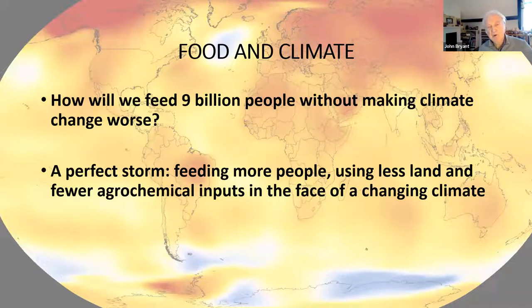The world population at the moment is 7.9 billion and is creeping towards the 9 billion mark quite fast. People need to be fed. And then this was a former scientific advisor to the UK government some years ago. He said, we are facing a perfect storm. We need to feed more people using less land for at least two reasons.